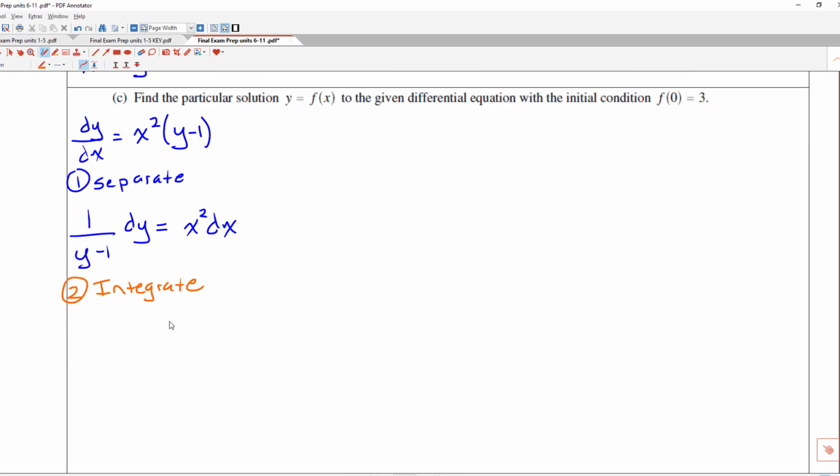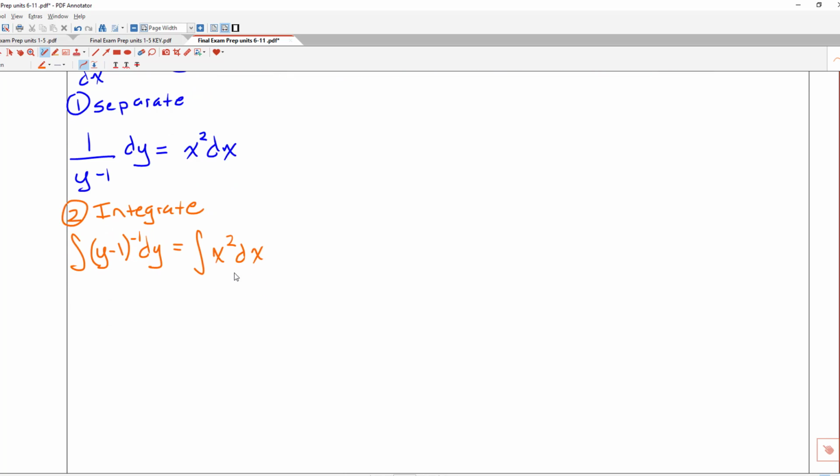So when we integrate these both, I'm just rewriting them with integral symbols. I don't want to leave it as a fraction because we don't like taking integrals or derivatives of fractions. So I'm going to make this y minus 1, all to the negative 1 power, dy. And on the right hand side, I should write the integral as well. The integral of x squared dx. Okay, I still haven't gotten any points yet. Time to actually take the integral now.